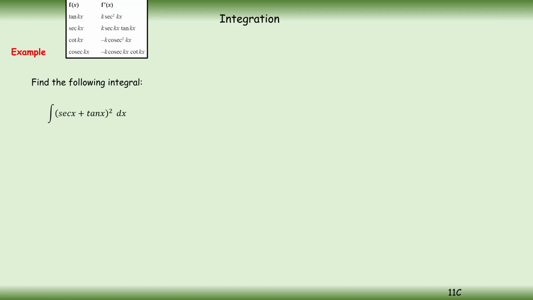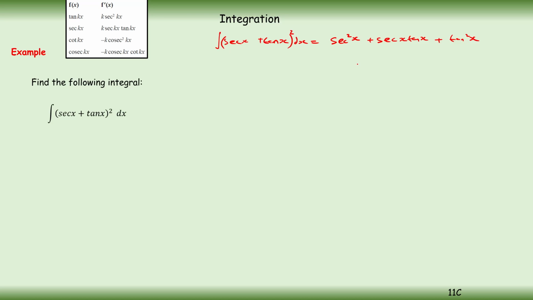Okay, let's have a look at this example then. What have we got? Integrate sec x plus tan x squared with respect to x. So let's expand the brackets and see what we've got. So we've got the integral of (sec x plus tan x) all squared with respect to x. That's going to be equal to sec squared x plus sec x tan x plus tan squared x.